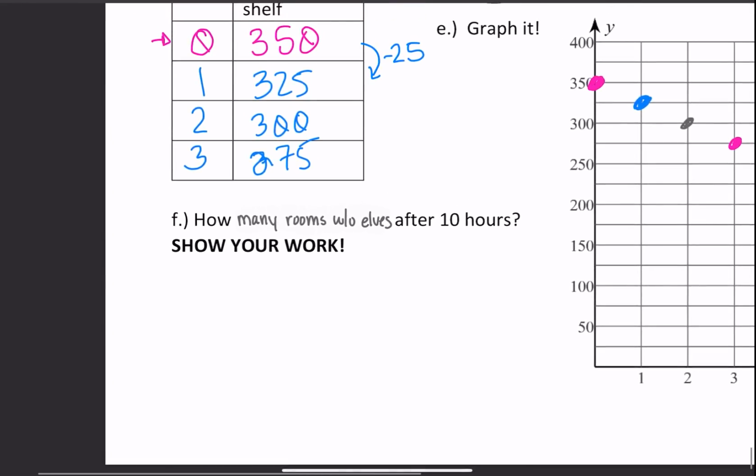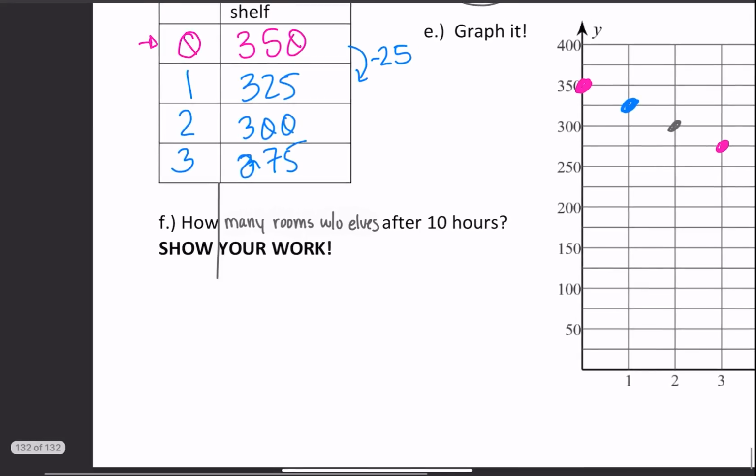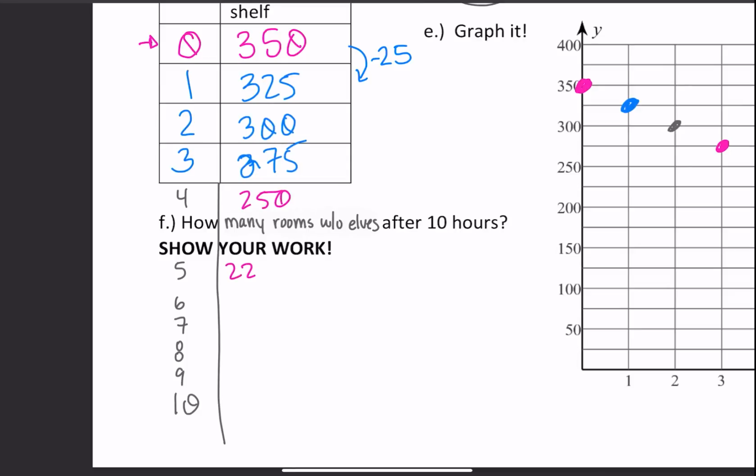Then it says how many rooms without elves after 10 hours. So again, you can plug it in, or you can fill out your table. And so this leaves us with 250, 225, 200, 175, 150, 125, 100. So the answer is 100.